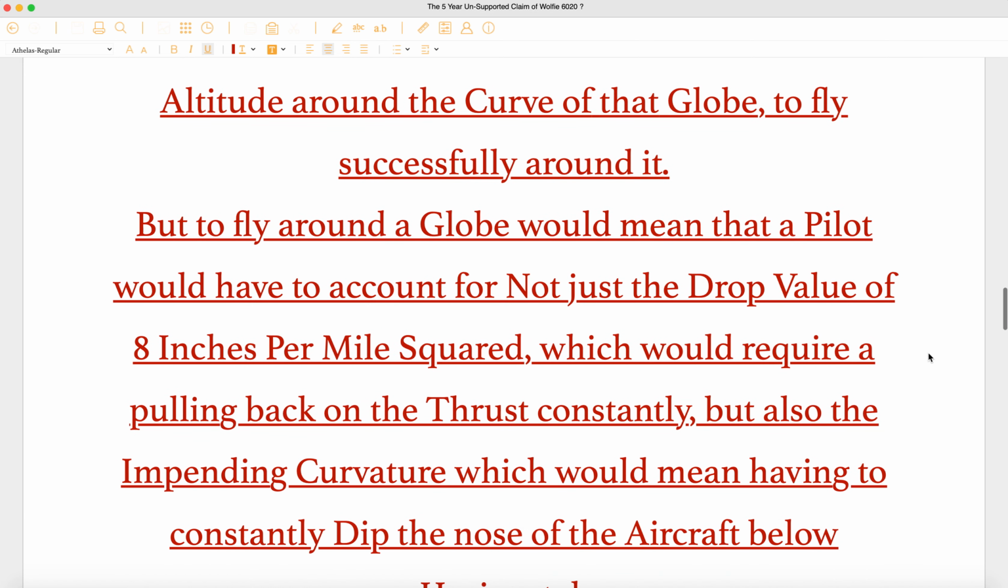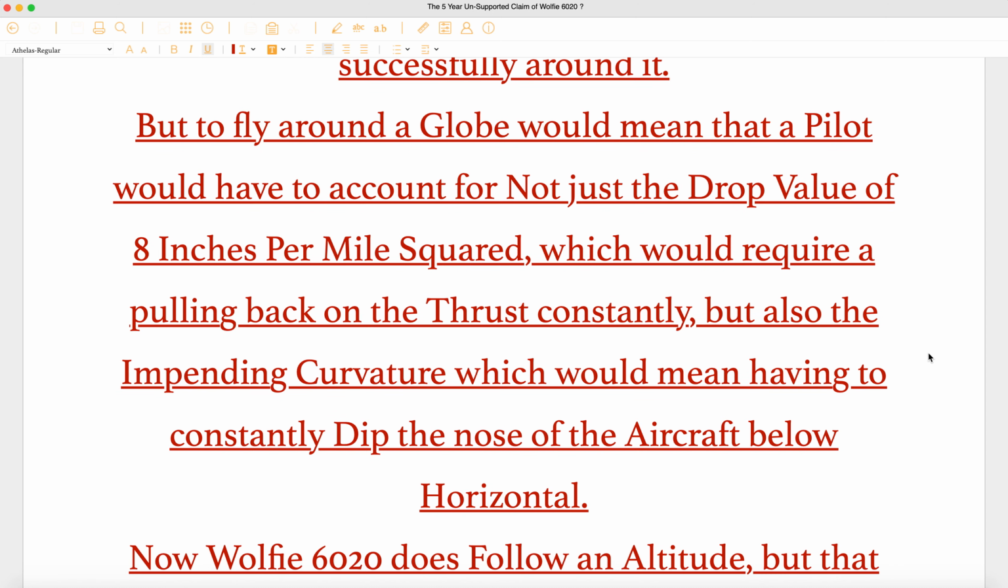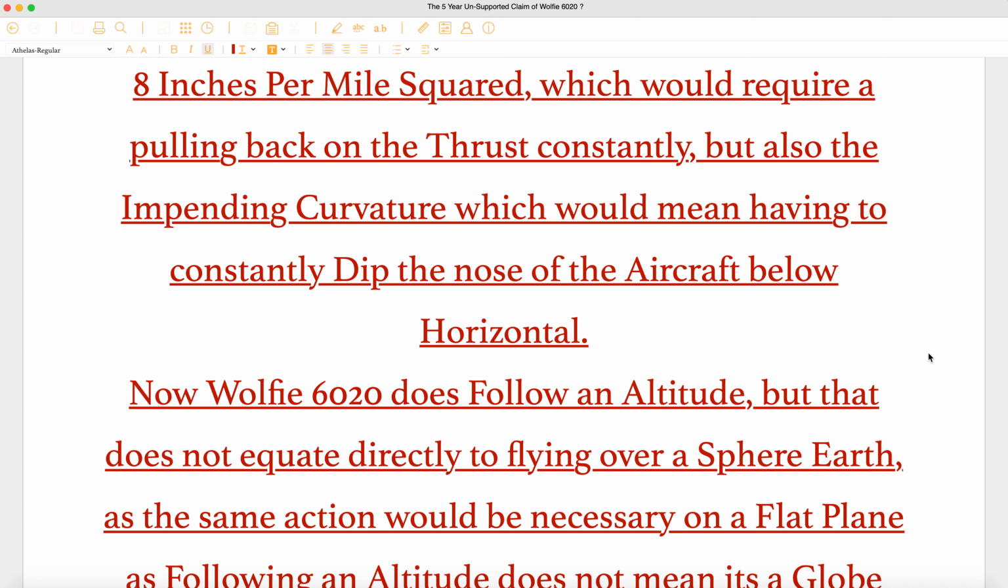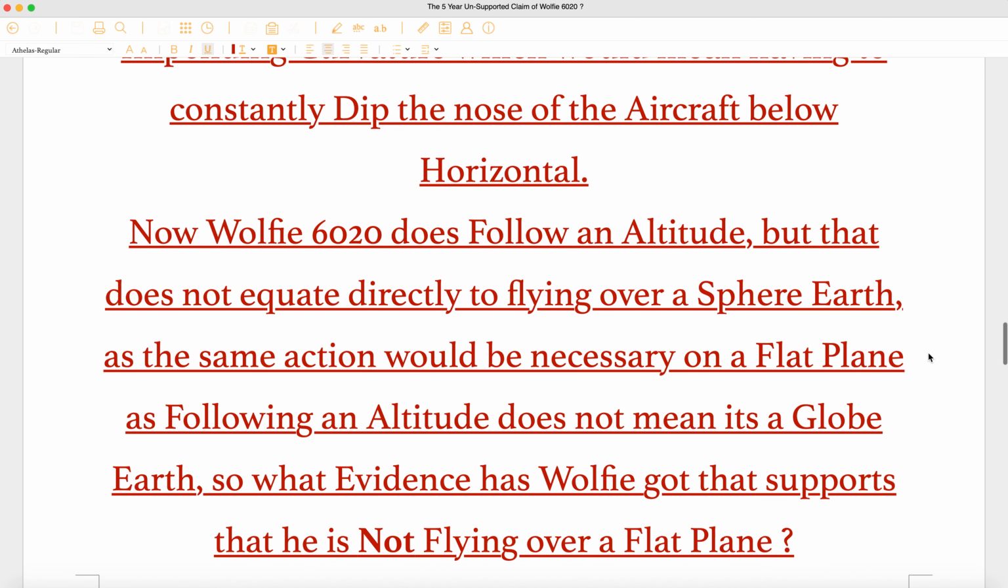But to fly around a globe would mean that a pilot would have to account for not just the drop value of 8 inches per mile squared, which would require a pulling back under thrust constantly, but also the impending curvature that would mean having to constantly dip the nose of the aircraft below horizontal. Now, Wolfie 6020 does follow an altitude, but that does not equate directly to flying over a sphere Earth, as the same action would be necessary on a flat plane, as following an altitude does not mean it's a globe Earth. So what evidence has Wolfie got that supports that he is not flying over a flat plane?